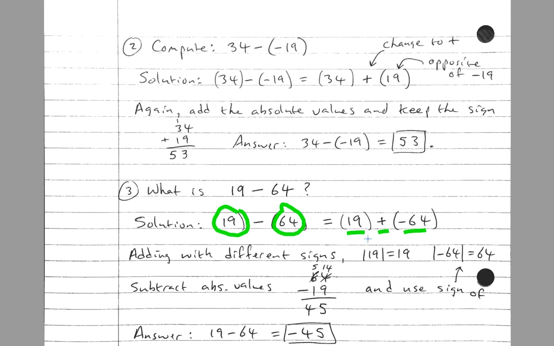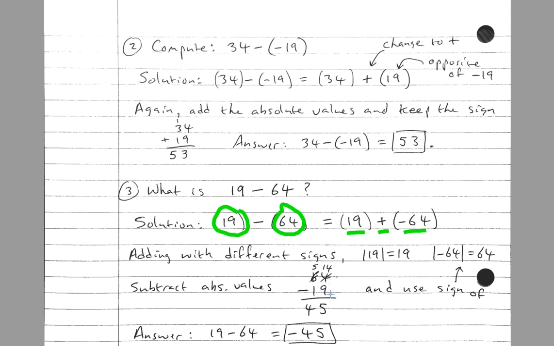Okay, now we can see we're in what I'm calling a case B situation. We're adding two numbers with different signs. So you subtract the smaller absolute value from the larger. So it's 64 minus 19. We're back to subtracting whole numbers.